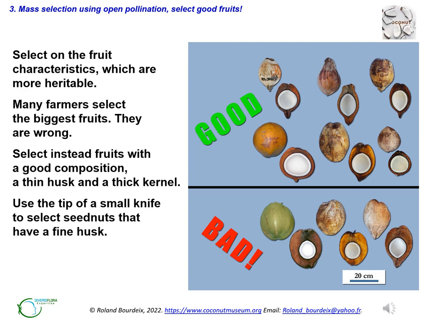kernel. When you select only big fruits, the coconut tree gets tired of producing fruits with a lot of husk, and it produces only a small number of fruits. You should use the tip of a small knife to select seed nuts that have a fine husk.